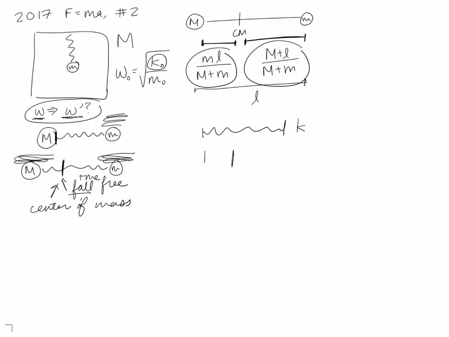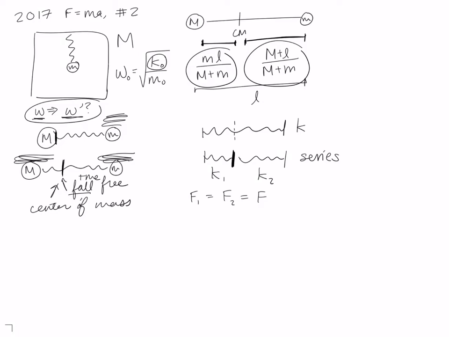Now initially, when it was stationary, it had some total k. But now, since we say that the center of mass is the place that is not moving, we want to consider it as if we're splitting our spring in half to have two springs that are in series with K1 and K2. Now, if they're springs in series, that means the force will be the same. Namely, F1 will be equal to F2 will be equal to F.